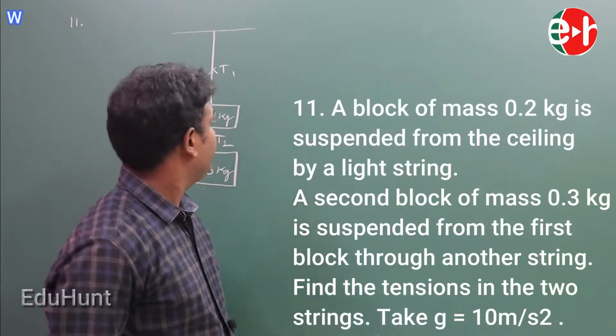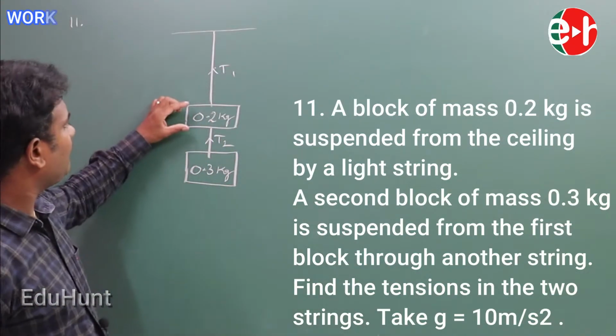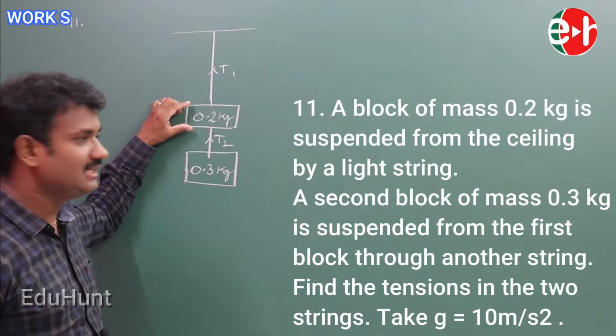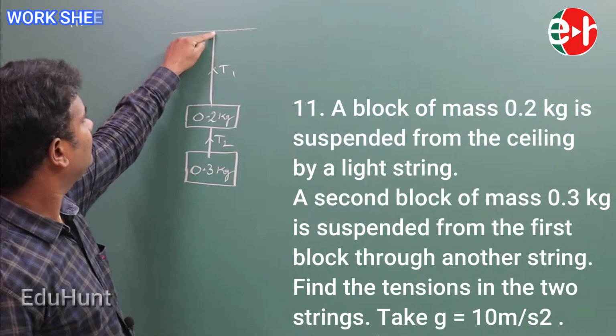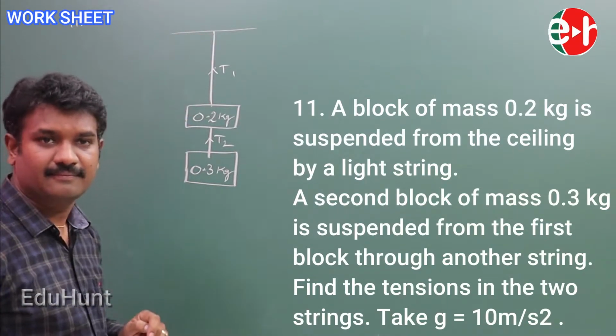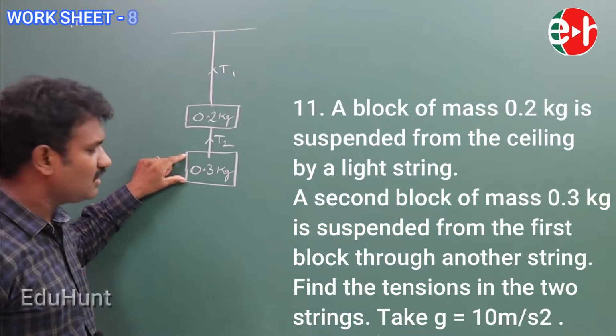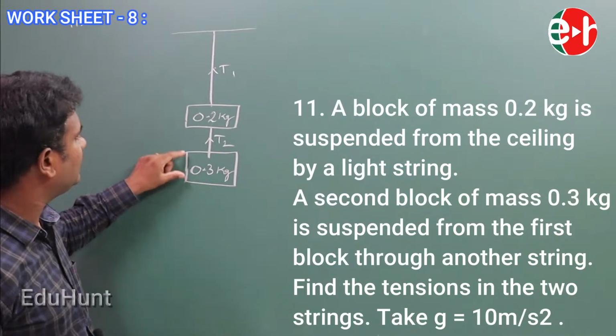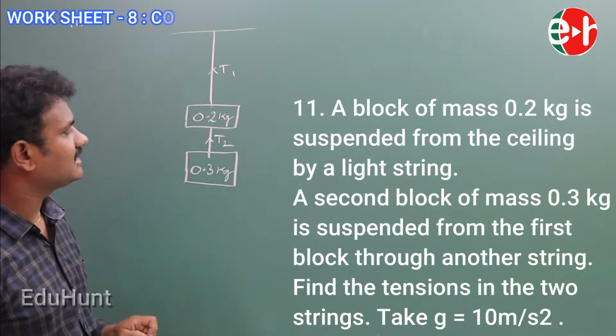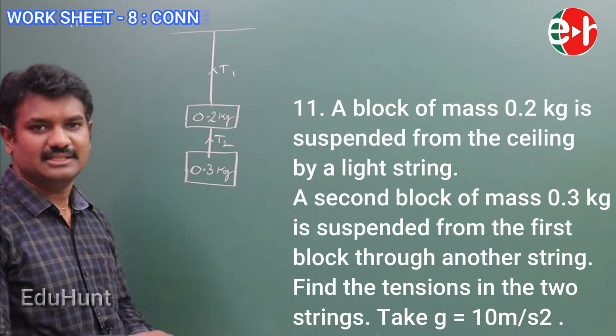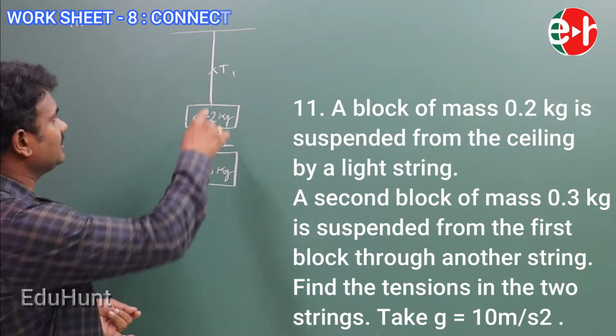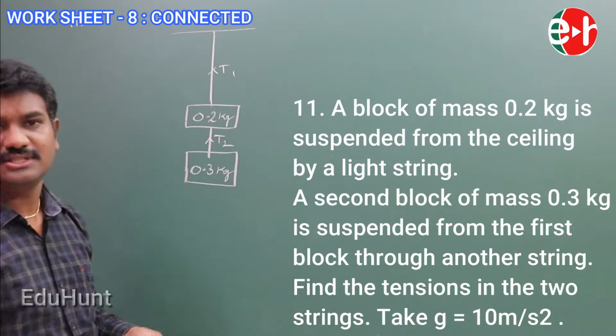In this problem, it is given that a block of mass 0.2 kg is suspended with the help of a string, and another block of mass 0.3 kg is suspended with the help of another string, and it is connected to the 0.2 kg. Then the question is, what are the tensions in the two strings? T1 equal to how much? T2 equal to how much?